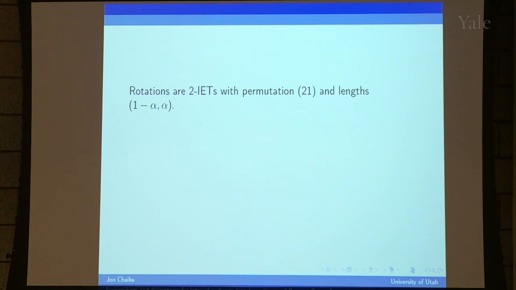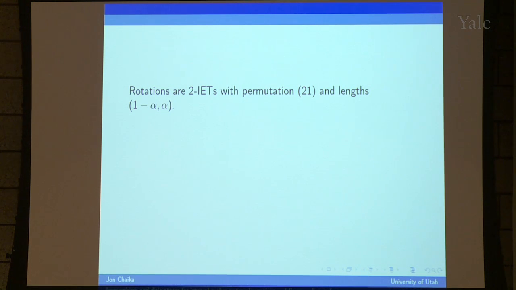Because they are the simplest interval exchange transformation. They're interval exchange transformations of two intervals. And so their lengths are, so I need to tell you the permutation. Well, that's not very hard. If it was 1, 2, it would be the identity. So it's 2 goes to 1. And the lengths are 1 minus alpha and alpha.